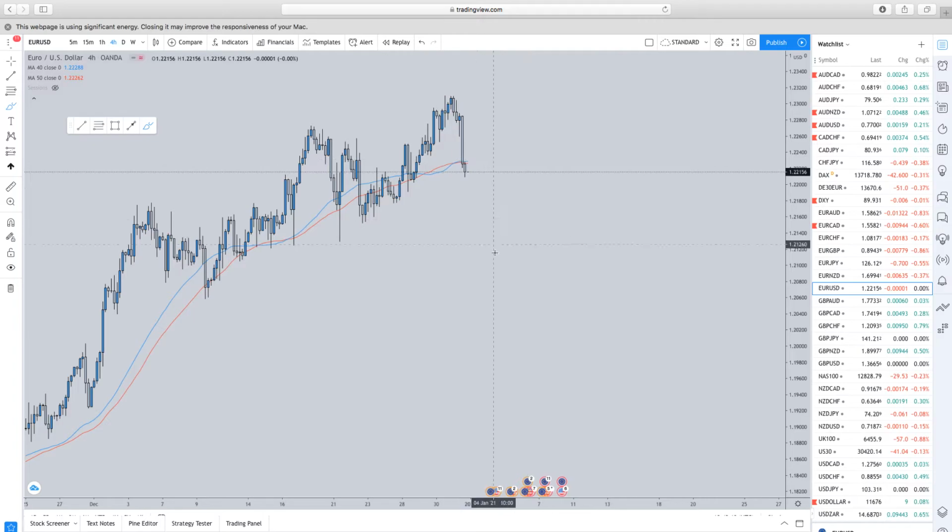Probably be expecting a move to the downside, but look, if there's no retracement and you can't get in at a good fib level, I wouldn't bother trading it.